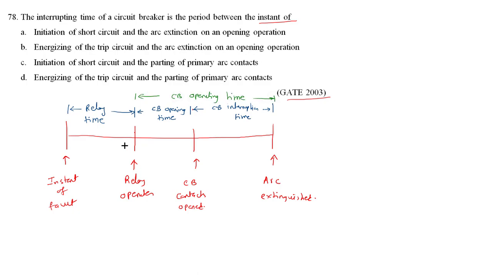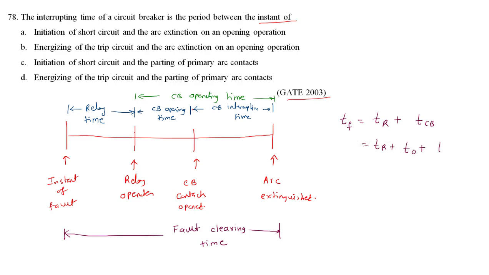And what will be the fault clearing time? Fault clearing time will be the total, that is, from the instant the fault takes place till the arc is completely extinguished. So this particular time is known as fault clearing time. Fault clearing time is the sum of relay time plus breaker time, and this breaker time is nothing but the opening time plus the circuit breaker interruption time. This is nothing but TC.